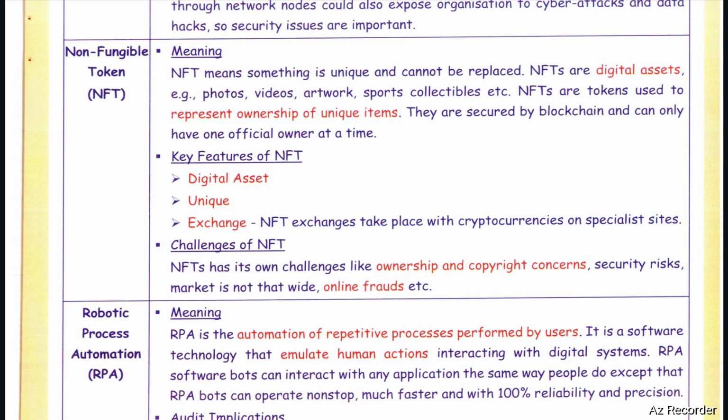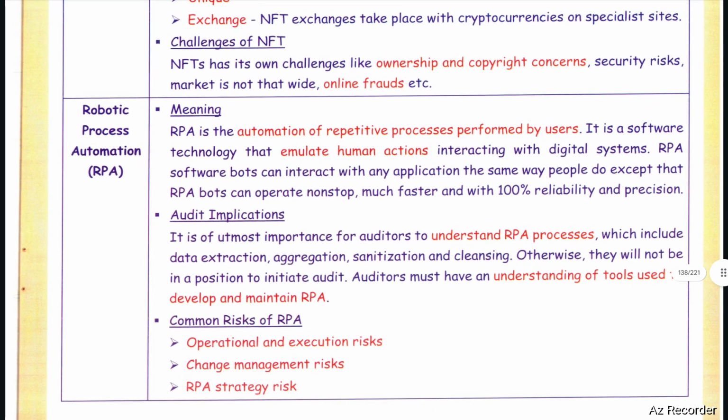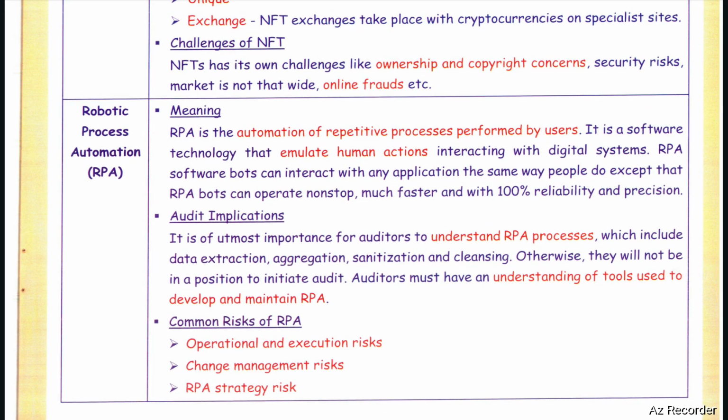Challenges of NFT. NFT has its own challenges like ownership and copyright concerns, security risks, the market is not that wide, online frauds, etc. Next, robotic process automation, RPA. What do you mean by robotic process automation, RPA? RPA is the automation of repetitive processes performed by users. It is a software technology that emulates human actions interacting with digital systems. RPA software bots can interact with any application the same way people do, except that RPA bots can operate non-stop, much faster, and with 100% reliability and precision.